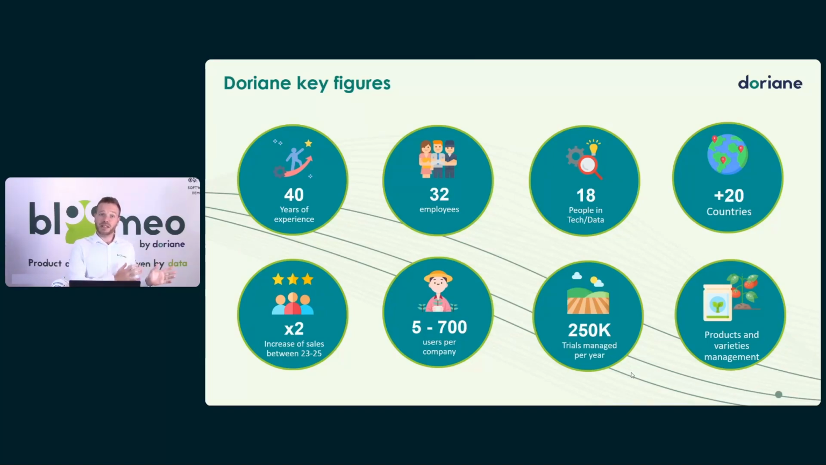We work with very big teams, with more than 500, 600 users, but also with very small teams. Some companies work with us with only 2, 3, 5 users using the solution. So we are quite flexible in terms of the number of people using the system. In total, we manage 250,000 trials a year. It gives you an idea of the power of the tool and the amount of trials that are managed by our customers during the year.